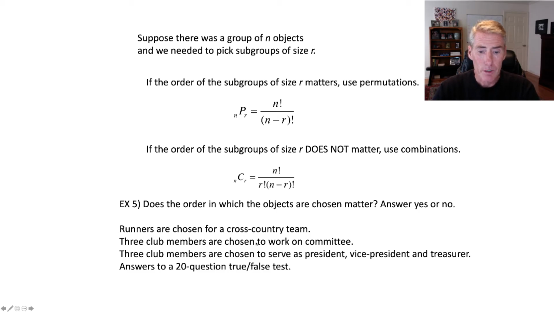3 club members are chosen to work on a committee. So if they're working on a committee, it doesn't say there's a president, a vice president, and a treasurer. It's just saying 3 people are working on a committee. Order does not matter. Then this one, 3 club members are chosen to be the president, vice president, and treasurer. So then it's implying an order. The president has the most power, the vice president, and then the treasurer.